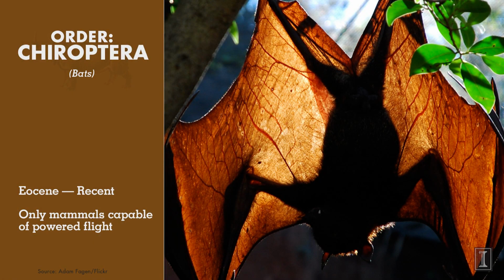The next order is the order Chiroptera, which we've discussed in the adaptations to flight, or the development of flight discussion there. These are your bats. They arose in the Eocene and obviously still persist in the recent, if you've been able to observe these in the wild at all. And these are the only mammals that are capable of flight.